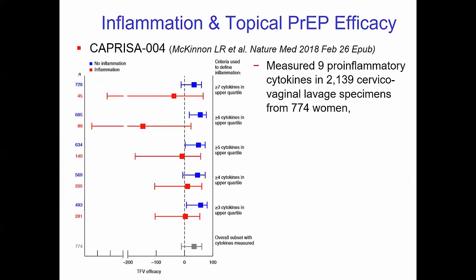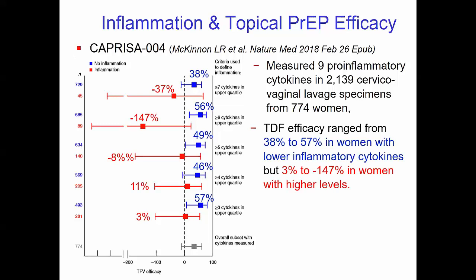Well, there are probably a couple of things. The group just published this year in Science Translational Medicine a really interesting analysis looking at this by inflammation as measured by cytokines. They measured a bunch of pro-inflammatory cytokines and determined whether women fulfilled the criteria for inflammation or not. And what you're seeing here is that the efficacy of tenofovir gel ranged from 38 to 57%, so quite good. It reduced your risk of HIV acquisition by a third to over a half in women with lower inflammatory cytokines.